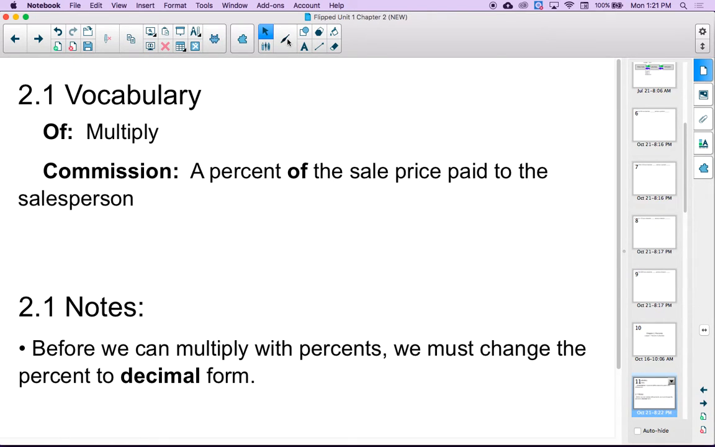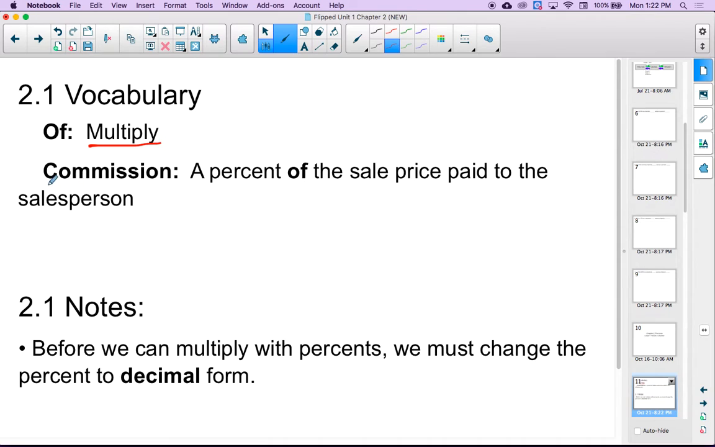Our first word is of, and of means to multiply. That's a very important word for us in math. A lot of students forget that of means multiply. So this is like a word that can be overlooked, but just remember, of is a strong math word, means to multiply.